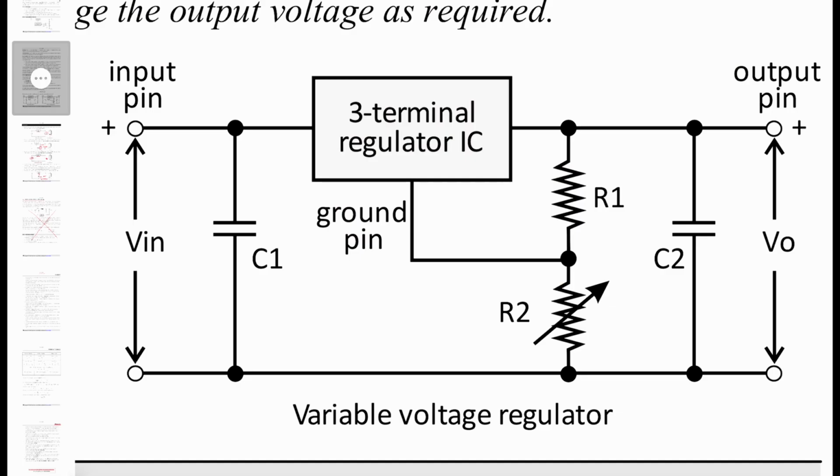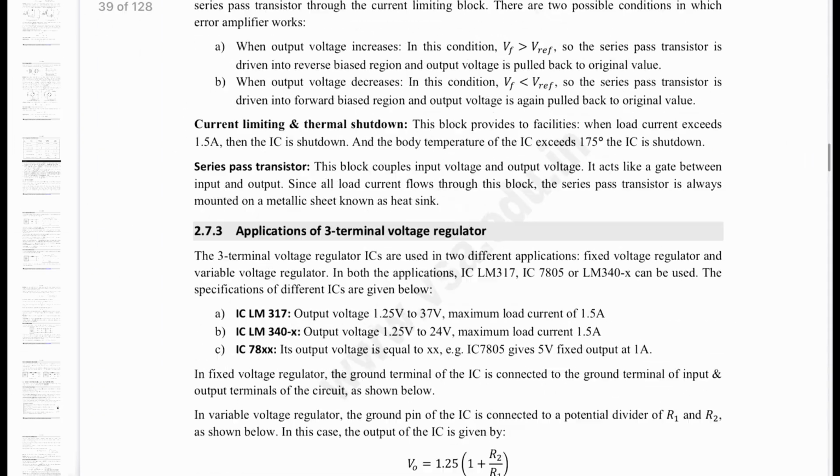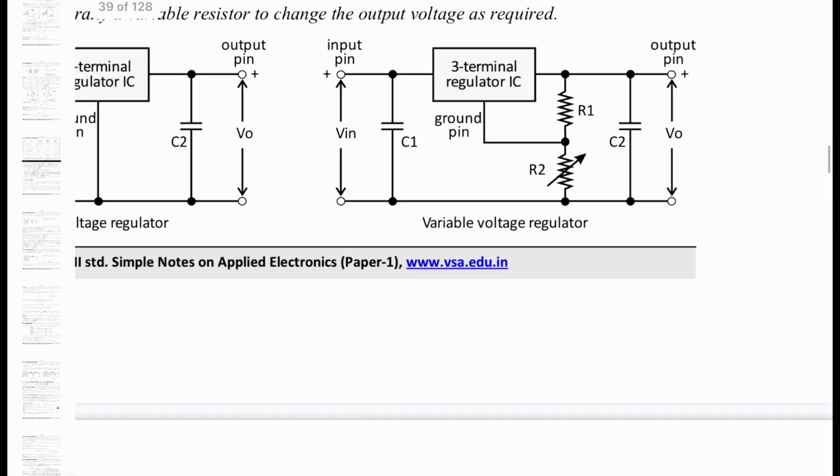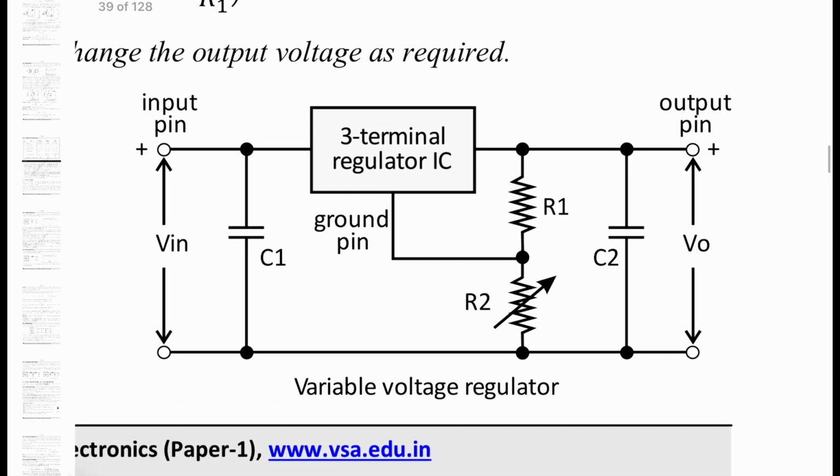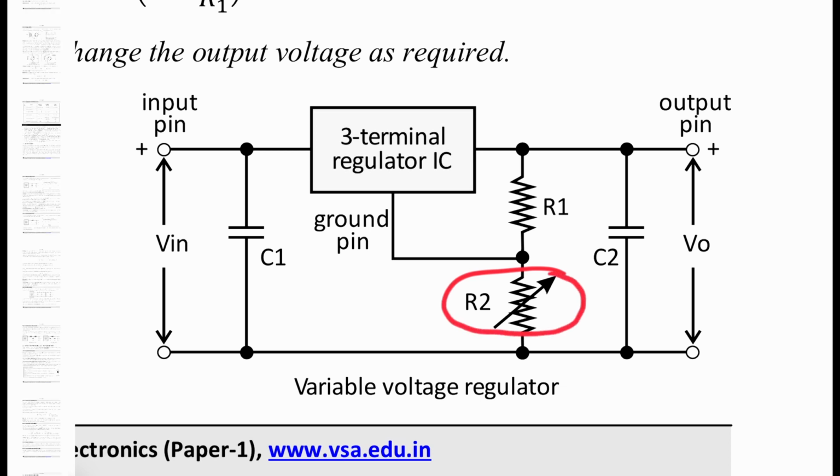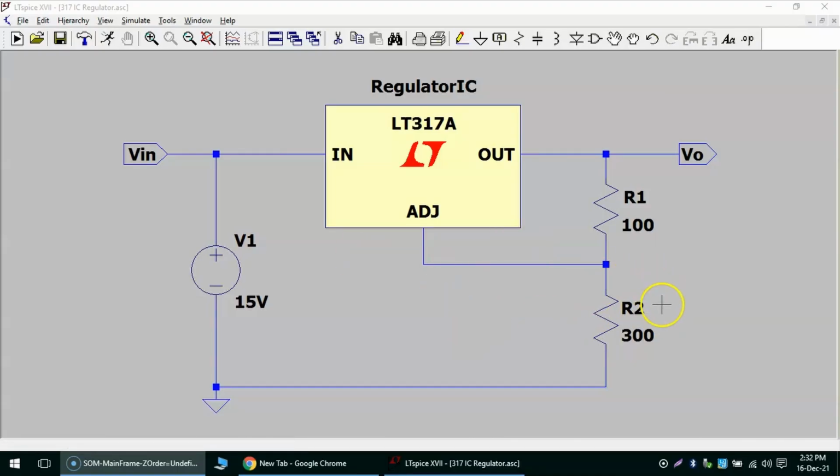Refer our notes on page number 39. Here you will see the circuit which we are going to simulate, and in this circuit we are using R2 as a variable resistor, but in our simulation circuit we are using R2 as a fixed resistor of 300 ohm and R1 is fixed here at 100 ohm, and we are applying a DC voltage of 15 volt at the input, and here we are getting the output.